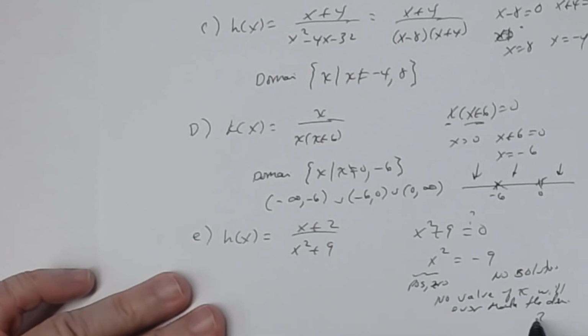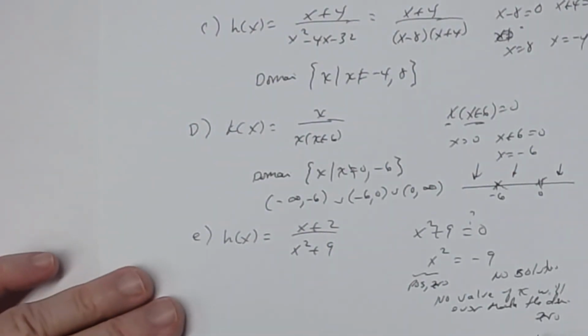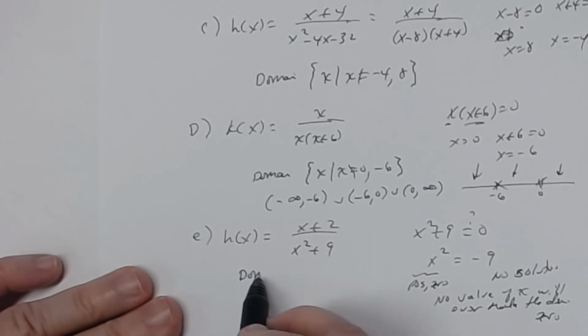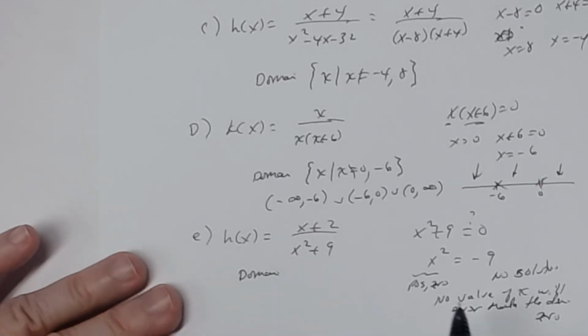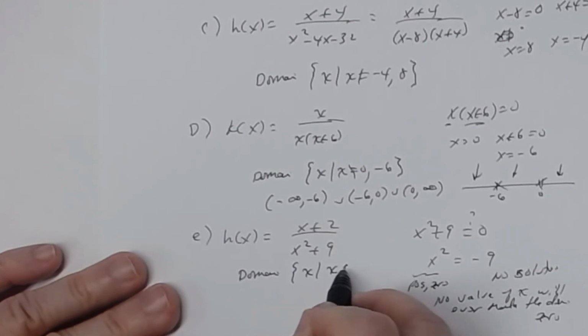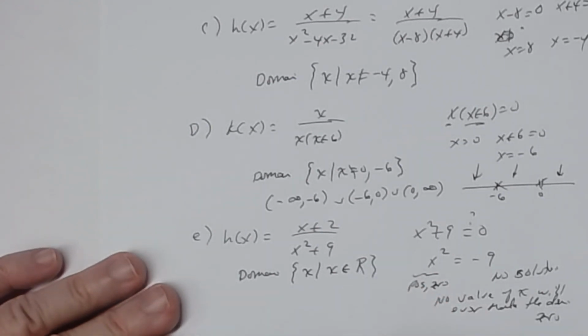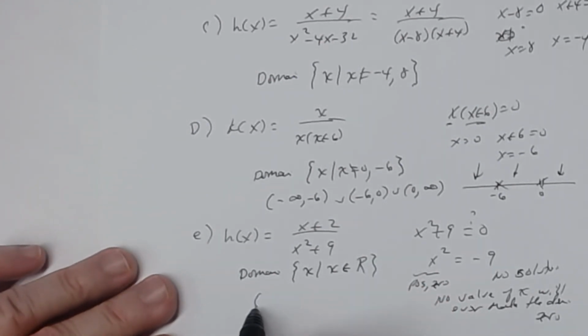Okay, so no value of x will ever make the denominator 0. And so therefore you would say that the domain is all real numbers. In set notation, you would write the set of x such that x is an element of the real numbers. We define real numbers as capital R. In interval notation, you say negative infinity to infinity.